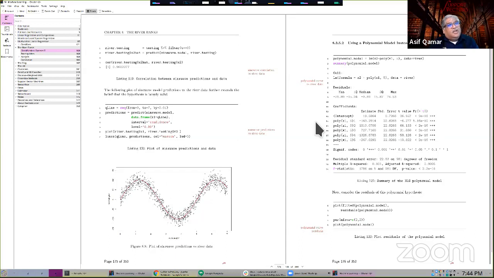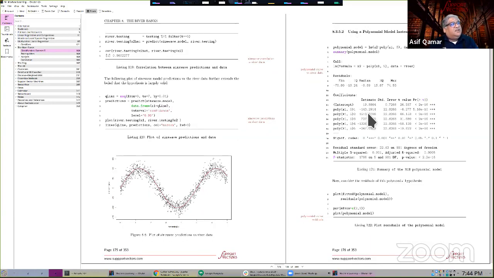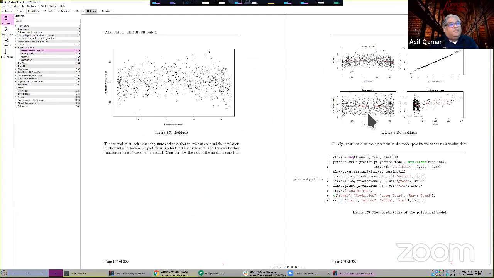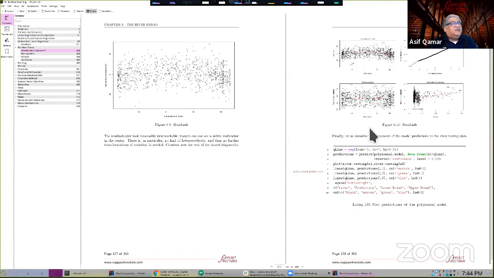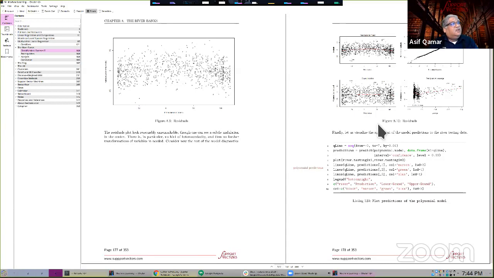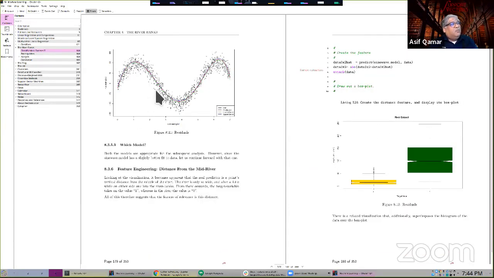And then in R, I do both the sine wave model and the polynomial model, just to illustrate that there are many paths to building a good model, many approaches. Once again, the residual plots look good and so forth. And so this is the polynomial model fitting the data.